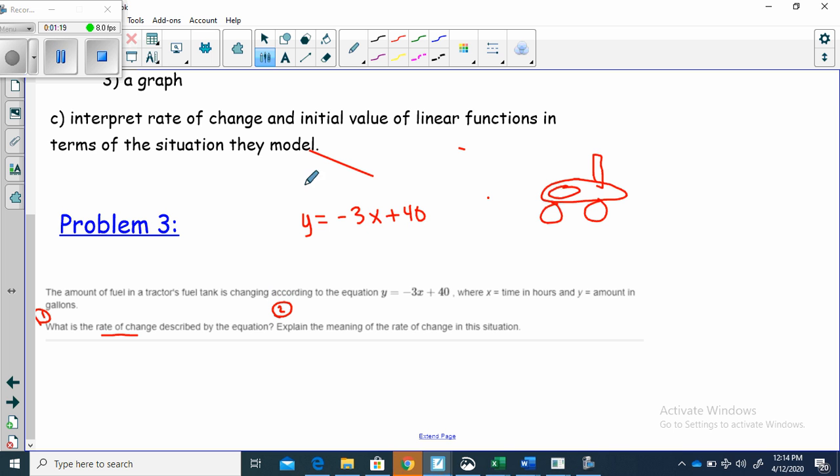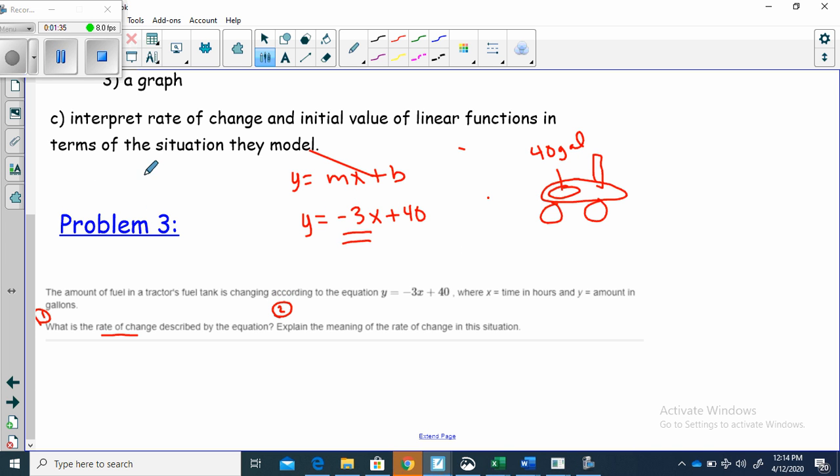What does this equation tell us? Remember, when we're looking at an equation, y is equal to mx plus b. B is our starting point. So I must be starting with 40 gallons in this tank, right? Then the m is our rate of change.